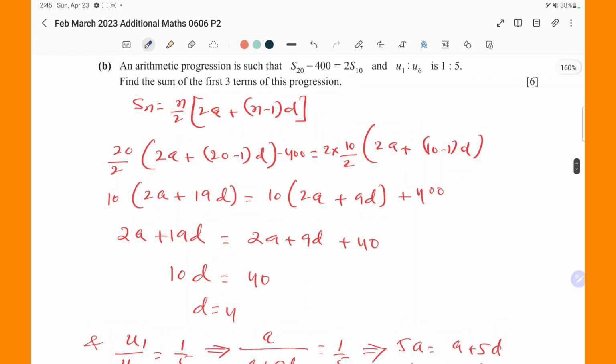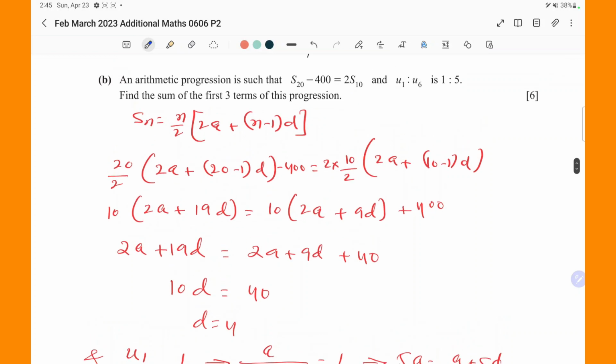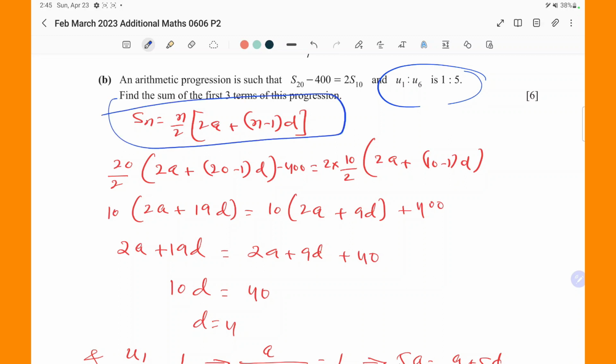Now B part that says an arithmetic progression is such that S20 minus 400 is twice of S10. U1 ratio U6 is 1 ratio 5. Find sum of first 3 terms. Okay. So Sn formula is n over 2, 2a plus n minus 1 d. So S20 will be 20 over 2, 2a plus 20 minus 1 d. Then minus 400 you can check. And twice of S10 is here. 2 times S10 is 10 over 2, 2a plus 10 minus 1 d.